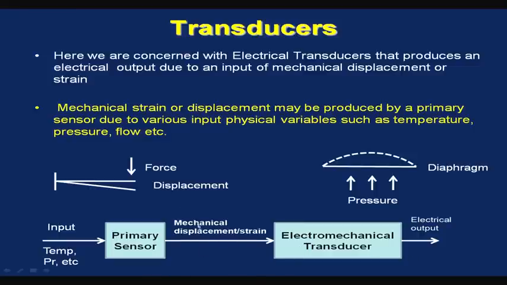So, this mechanical displacement or strain can be an output from various primary sensors that receive temperature, pressure, flow rate, etc. as input. So, this mechanical displacement or strain is received by some transducers as input and gives us an electrical output. So, we will learn few such transducers which take mechanical displacement or strain as input and give us electrical output.